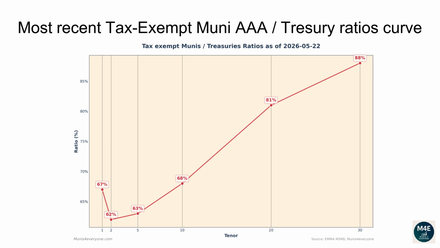The current one-year ratio is 67%. The 2 years ratio is 62%. The 5 years ratio is 63%. The 10 years ratio is 68%. The 20 years ratio is 81%. The 30 years ratio is 88%.